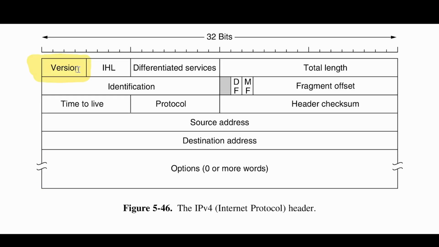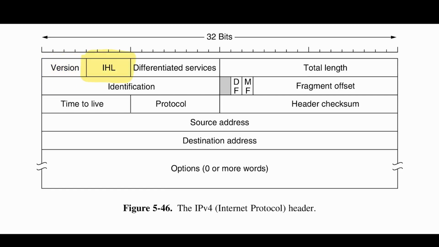First up, the version. For IPv4, this is set to 4. This allows networks to handle transitions between versions like IPv6. So we're talking about IPv4, and this is set to 4 obviously, as IPv4 means IP version 4.